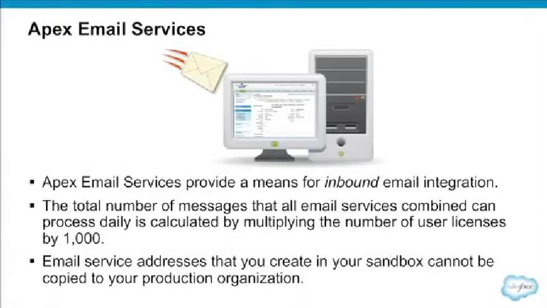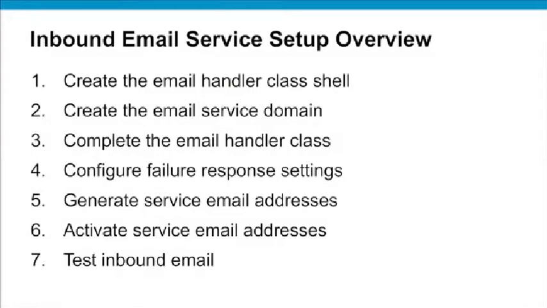Okay? All right, so let's first talk about inbound email. So we can create what's called an email service. And an email service is just that. It is a receiver of email which executes Apex code. There's a limit on the number of messages that we will process. It is 1,000 multiplied by the number of licenses that you have. So just doing the math, if you have 100 licenses, then we will process on a daily basis 100,000 emails via email services.